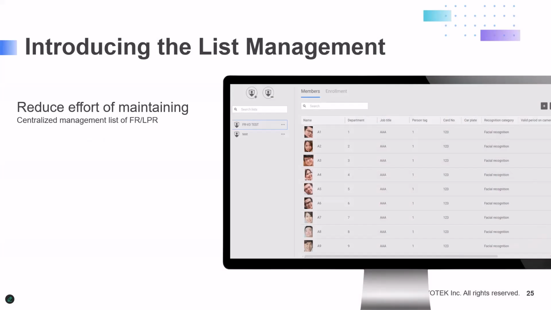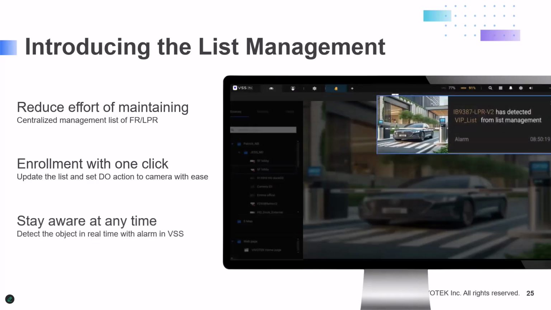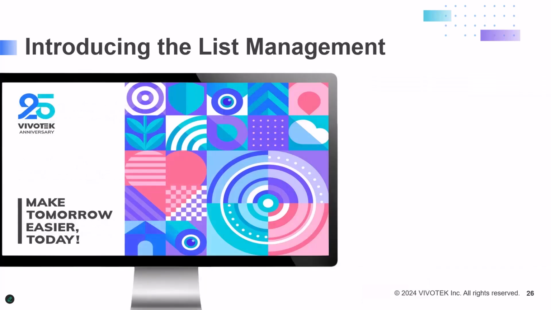First, it significantly reduces the effort of maintaining lists by centralizing everything into one place, eliminating the need for scattered manual updates. Second, with just one click, you can enroll a list of multiple cameras. So it's going to save you time and avoid the hassle of updating each camera individually. And finally, list management keeps you informed at all times. With real-time alarm triggers in the VSS, our users can quickly respond to critical events as they happen. So this is going to streamline our processes, enhance efficiency, and then ensure that you never miss a thing.